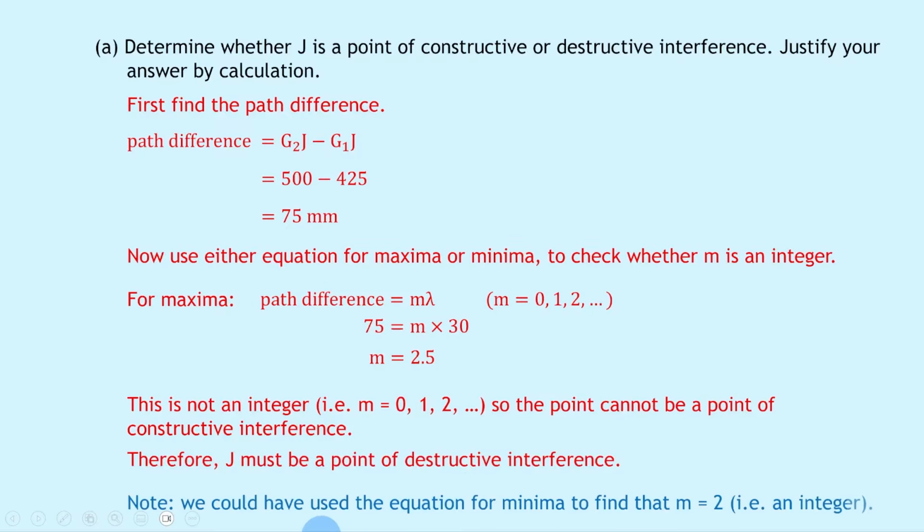And lastly, note we could have used the equation for minima to find that m equals 2, i.e. an integer. So if we used the equation for minima and found that m was an integer, then that would suggest that point J is a point of destructive interference, because it would have worked out.